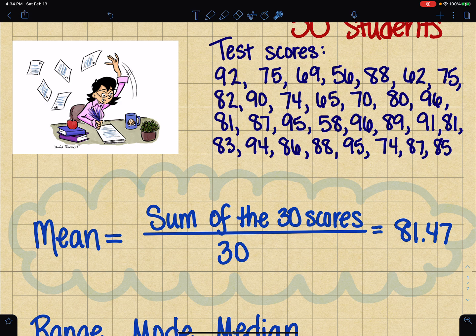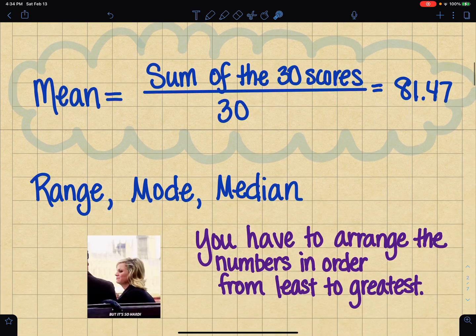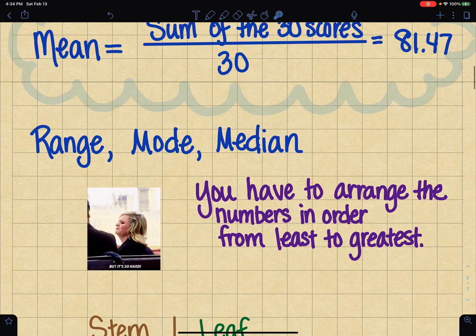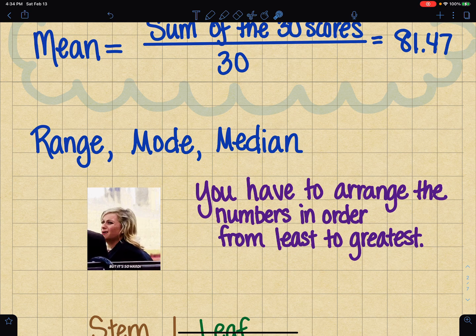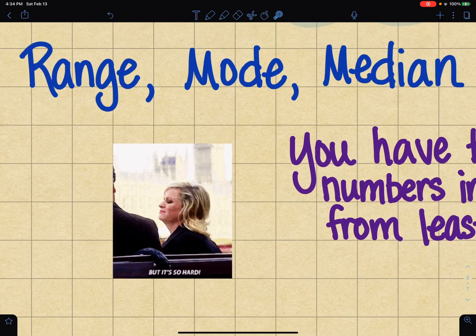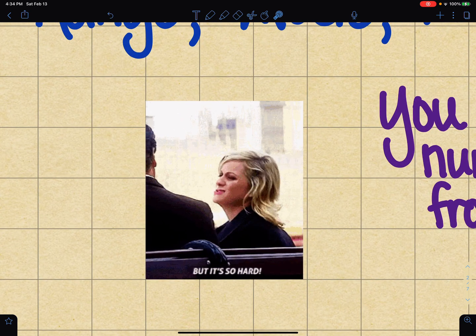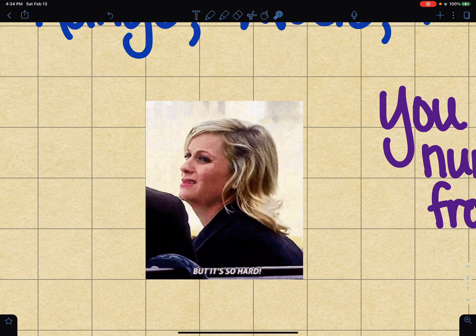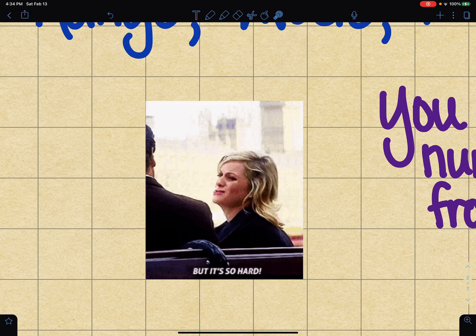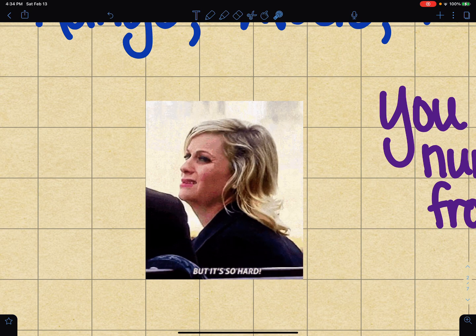So what did the average student get? The average student, or the mean, got 81.47 on this test. Okay, now what if we want to find the range and the mode and the median? You know how to do that, right? You don't have to do the median, but you have to arrange the numbers in order from least to greatest. And you're probably feeling like this, but it's so hard. Like, that's a lot of numbers. Nobody wants to do that, right?